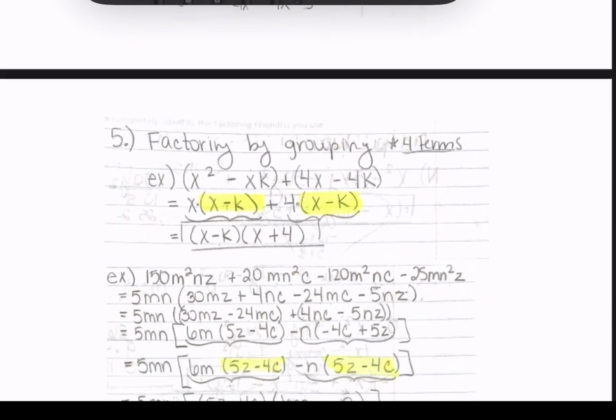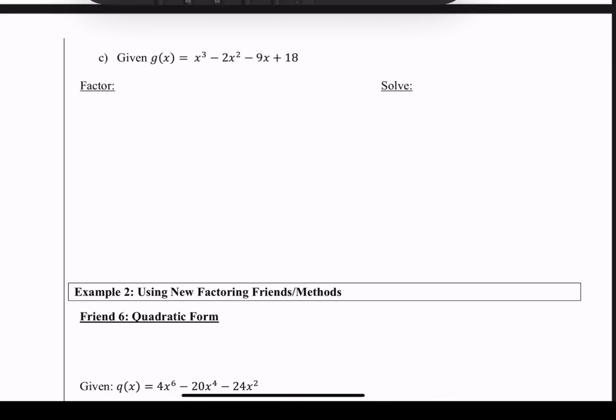The good old factor by grouping. I have 4 terms. I'm going to group those 4 terms and factor out greatest common factors from each of those terms. Hopefully the greatest common factor from each of those terms leaves me with a common binomial factor. Given that g of x is this 4-termed polynomial, let's hope that I can do some factoring by grouping.